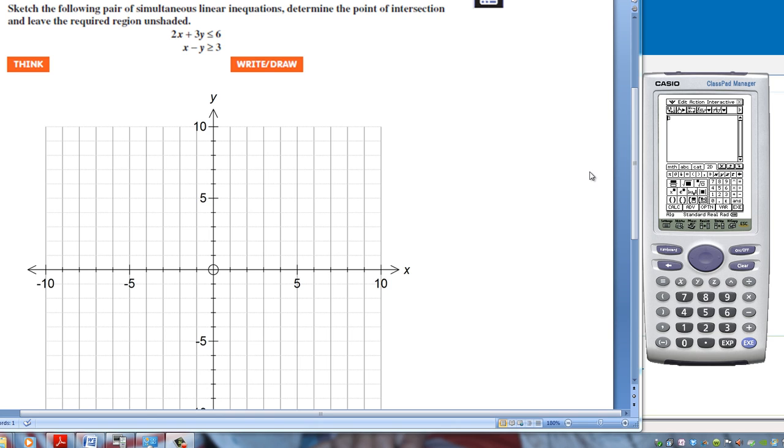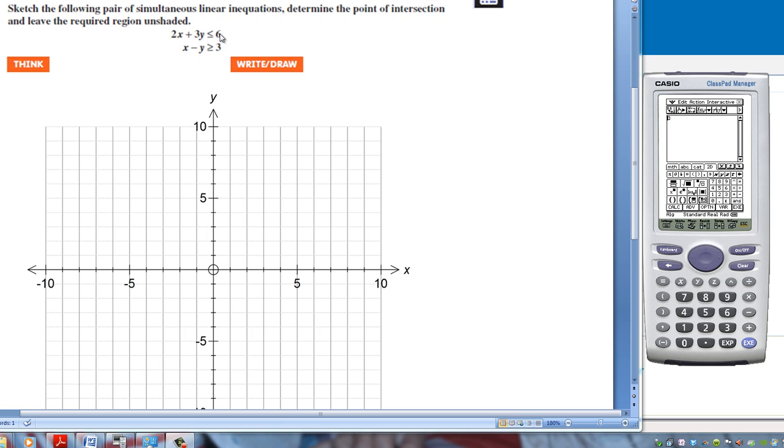For homework, I asked you to sketch two simultaneous linear equations. The reason for that is we want to practice that skill today, except we're going to sketch simultaneous linear inequations. Okay, so there's a bit of a difference between the two. First of all, we need to actually sketch these two inequalities. Let's work out some points to help us sketch them.